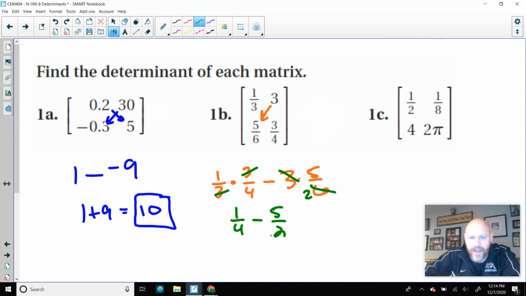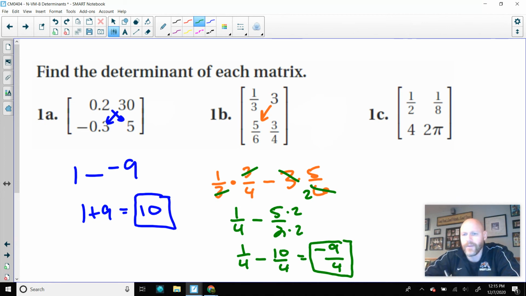In order to subtract fractions, you need the bottoms the same. So I'm going to multiply these by 2. This gives me 1/4 minus 10/4, and 1 minus 10 is going to be a -9/4. So -9/4 is the answer there. Fractions, ooh, they're tricky. Watch out.